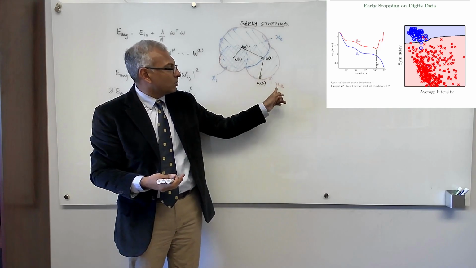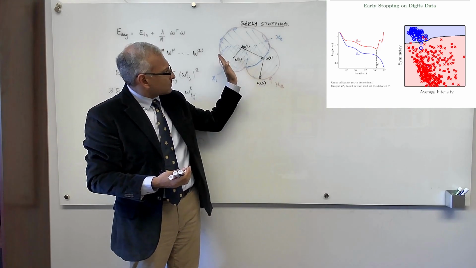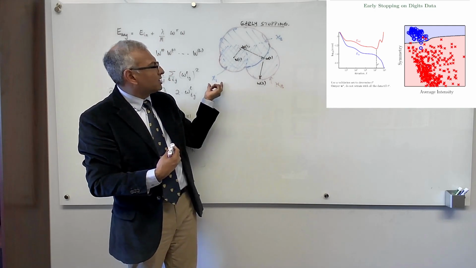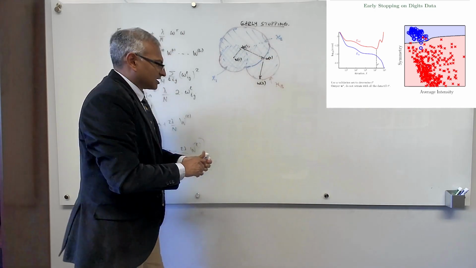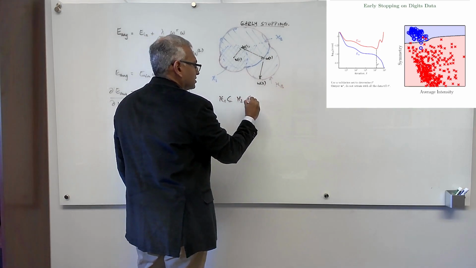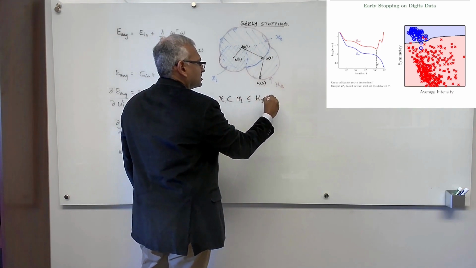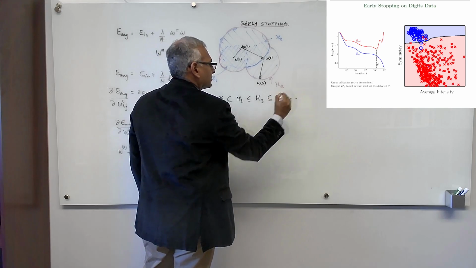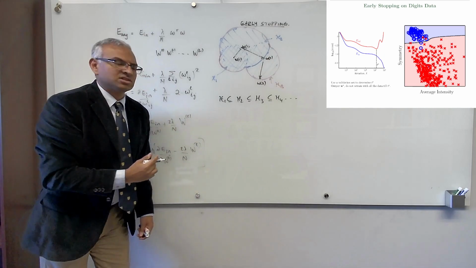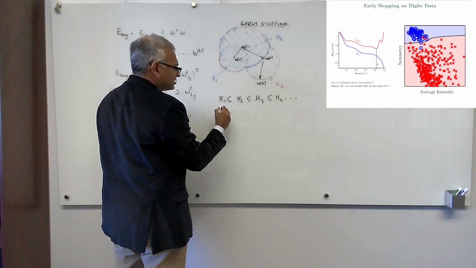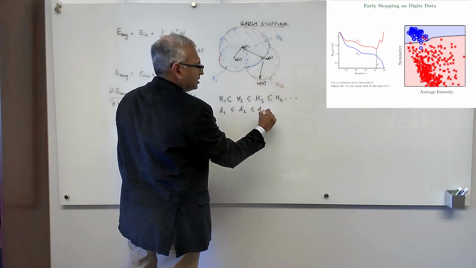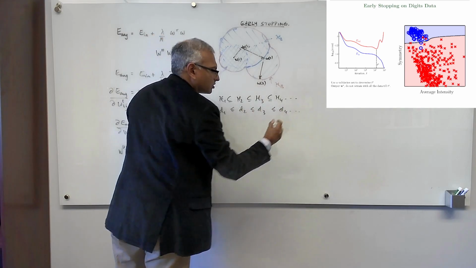I've effectively explored H3. So you see, with each step of gradient descent, I'm effectively exploring bigger and bigger hypothesis sets. So H1 is a subset of H2, is a subset of H3, is a subset of H4, and so on. These H's are indexed by iteration number. So if this has a DVC D1, then this is less than or equal to D2, this is less than or equal to D3, this is less than or equal to D4, and so on.